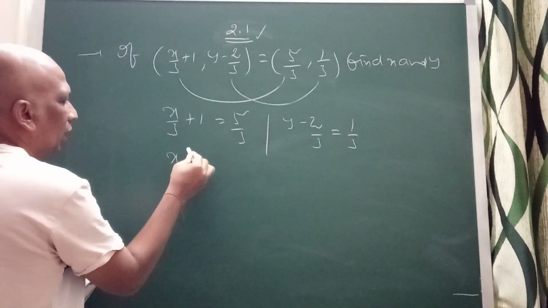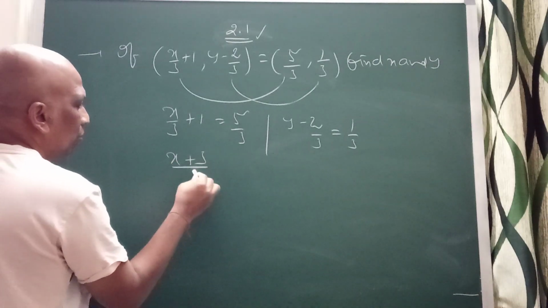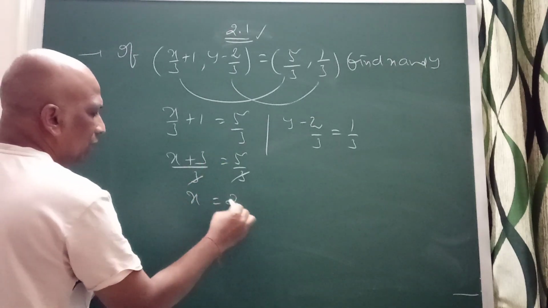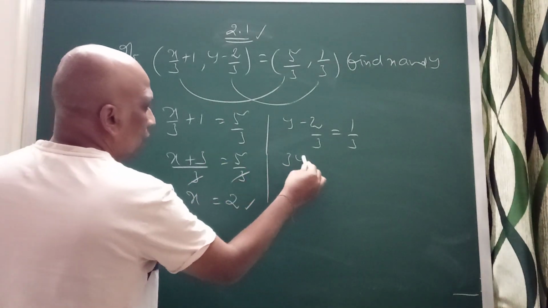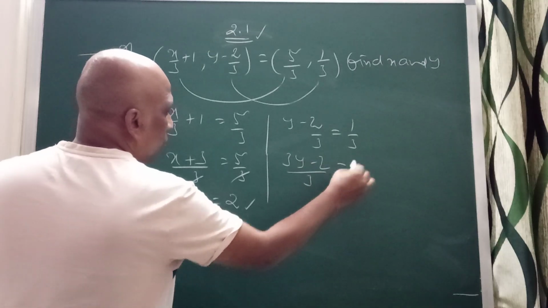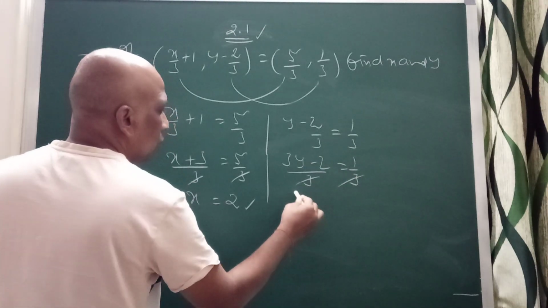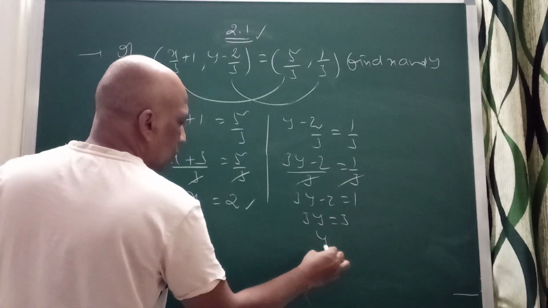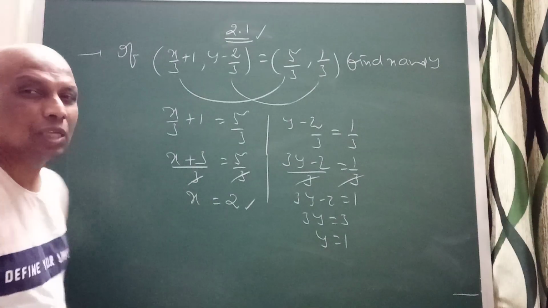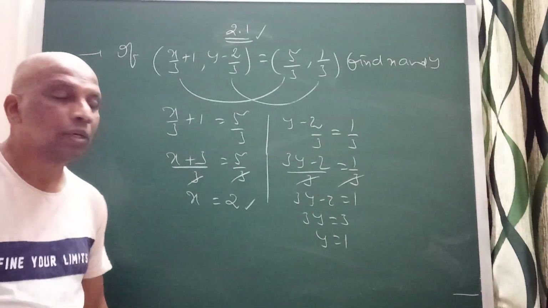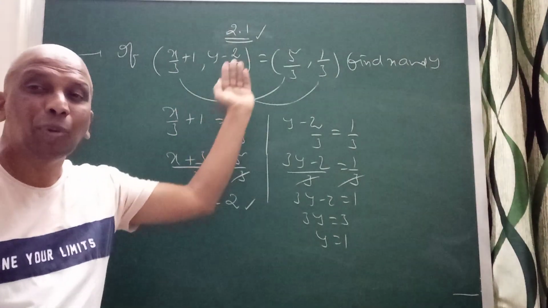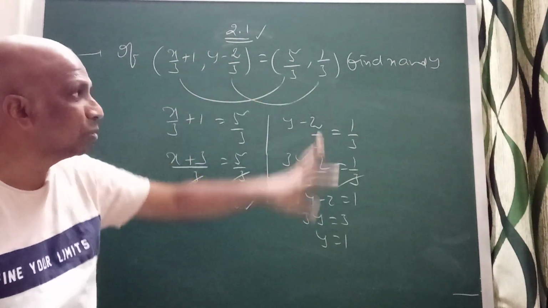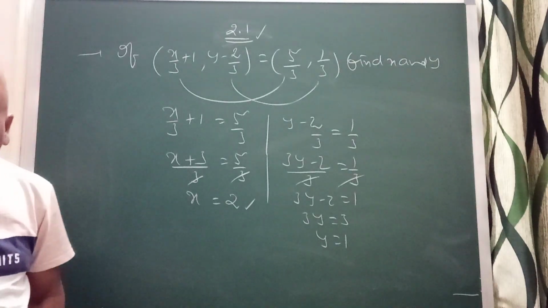I can write (x plus 3) by 3 equal to 5 by 3. Right? x is equal to 5 minus 3, that is 2. Here also the same thing: (3y minus 2) by 3 equal to 1 by 3. So 3y minus 2 is equal to 1, 3y is equal to 3, y is equal to 1. So x is equal to 2, y is equal to 1. When the given ordered pairs are equal, the corresponding elements should be equal. The first element should be equal, the second element should be equal, and then you can find x and y.